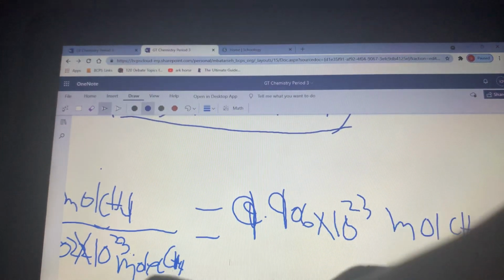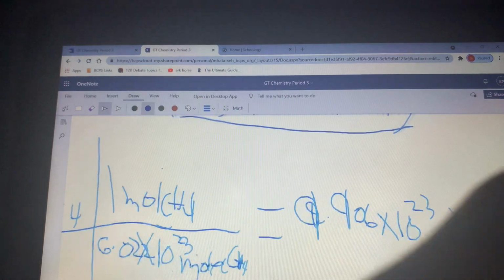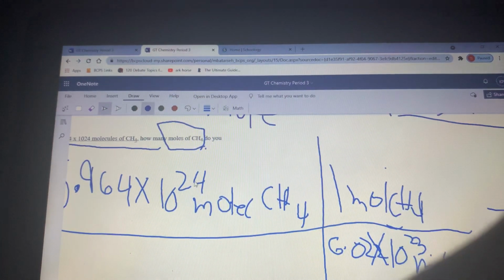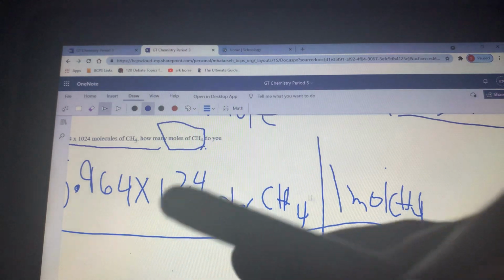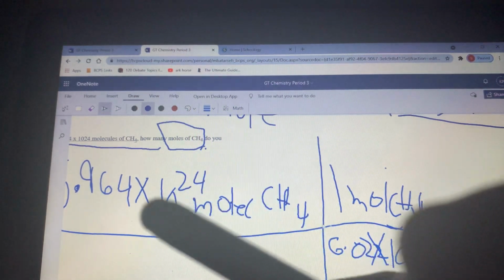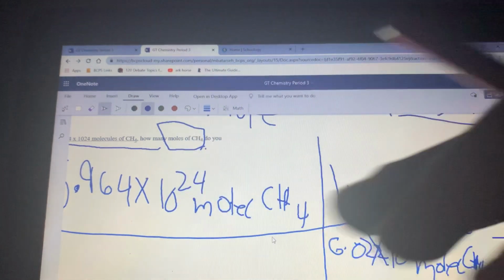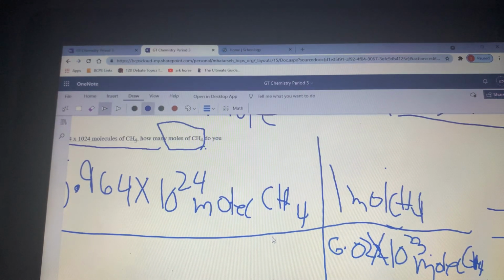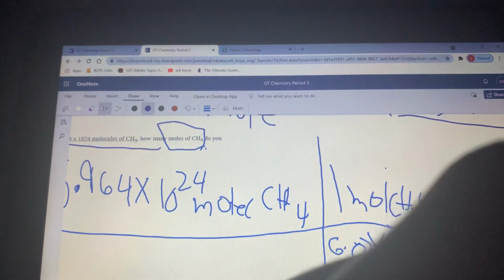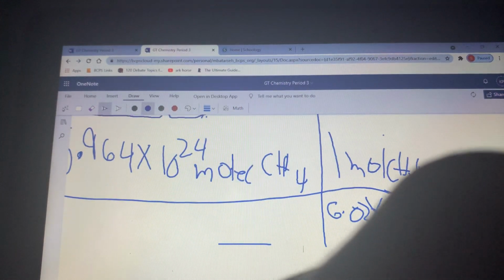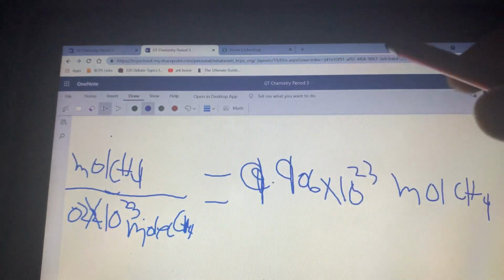Or no, it doesn't cancel over, it's my bad. We did 24 over 23. So we get 0.9906 times 10 to the first power. So we had to move over 1, so we subtract 1 from that power. So we get to the 0th power.